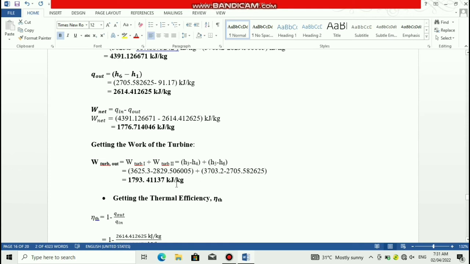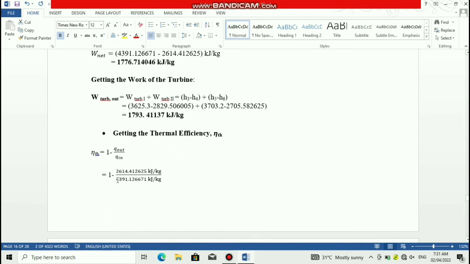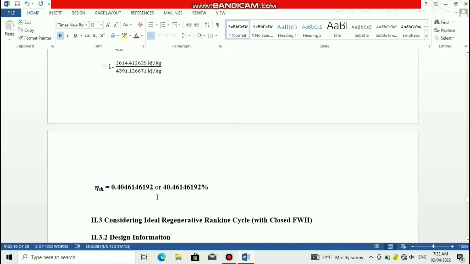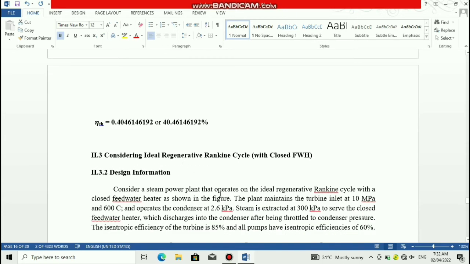So we get 1793.41137 kilojoules per kilogram. Proceed to getting the thermal efficiency using the formula 1 minus Q out over Q in. We can get that the thermal efficiency is 40.46146192%. So we get the desired design.